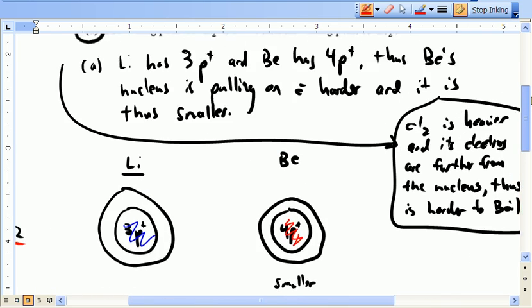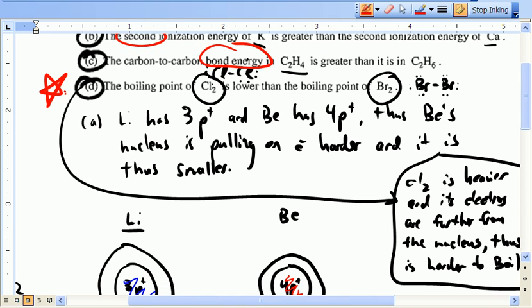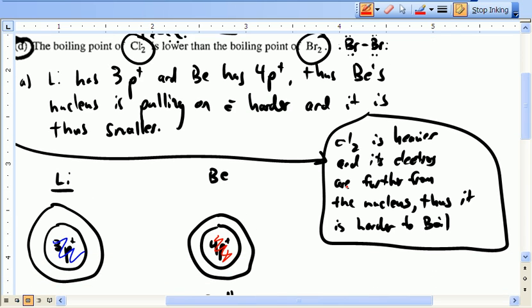And the very last one asks you to explain why the boiling point of Cl2 is lower than the boiling point of Br2. We notice that there's no hydrogen bonding. We can't refer to bond energy. Boiling point isn't a vertical relationship on the periodic table, so the last thing we're going to do is use our logic. I want you to star this. We're going to come back to it. And just write this down. Br2 is heavier, and its electrons are further from the nucleus, thus it's harder to boil.